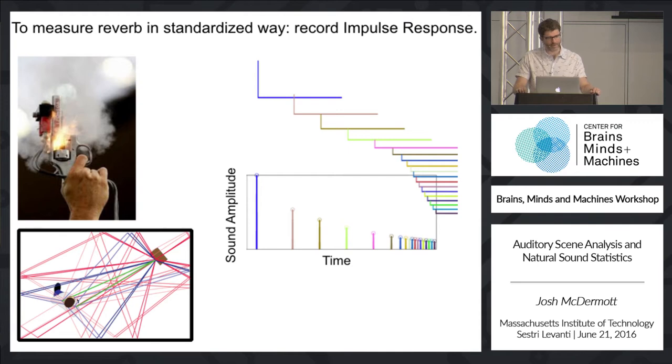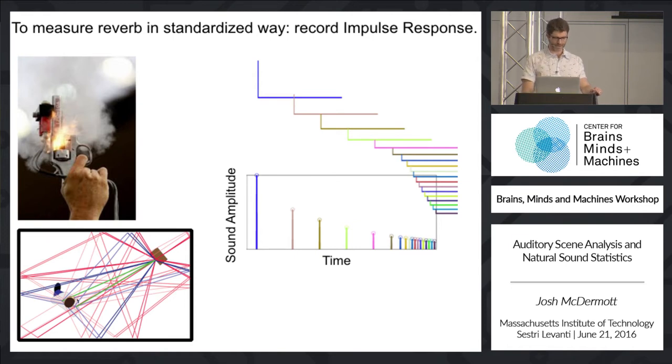Now to measure reverb in a standardized way, we record something called the impulse response. That's really exactly what it sounds like. It's the response of a space to an impulse. So an impulse is what it sounds like. It's an impulsive source, like you would get if you fired a gun. So you fire a gun in a space like this, and you have a microphone that's recording the signal.